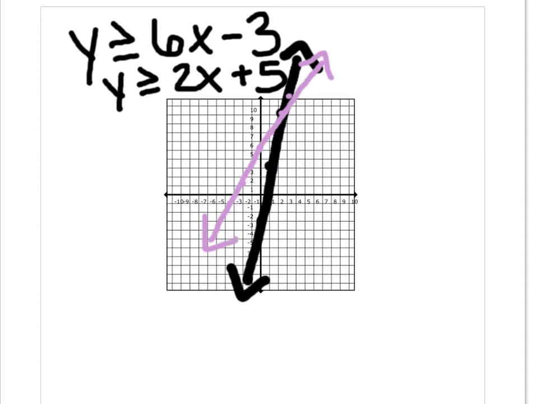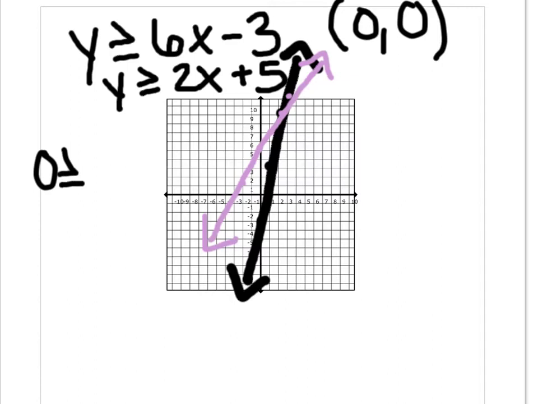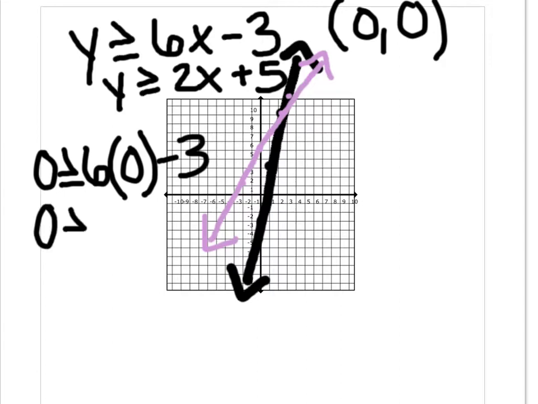Okay, now we pick a point for the first line that's not on the line. Again, we could pick 0, 0 like we usually do. And we plug in 0 for y. So we have 0 is greater than or equal to 6 times 0 minus 3. So 0 would be greater than or equal to -3, which is true. So we could shade the part that 0, 0 is on.